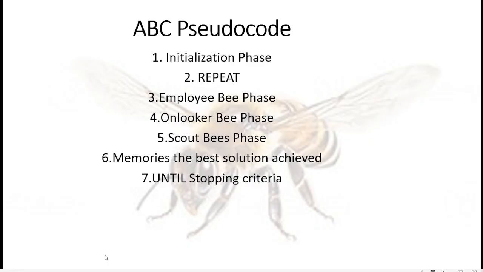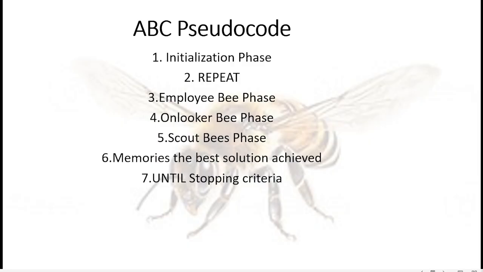So next part is ABC pseudocode. This slide shows the ABC, that is the artificial bee colony algorithm, which works in multiple phases inspired by the behavior of honeybees. So the first step is the initialization phase. We start by generating a set of random solutions called food sources. The second step is the repeat loop. All the next phases keep repeating until the stopping condition is true.